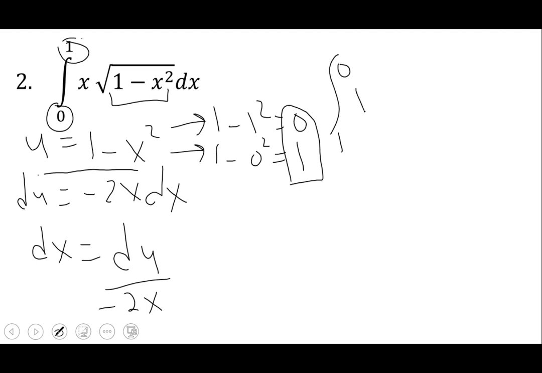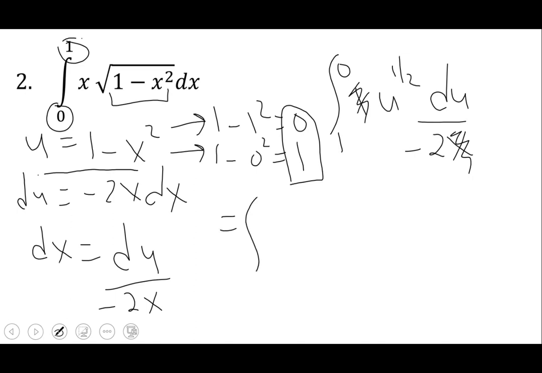So start by writing the original x from the problem. Instead of the square root of 1 minus x squared, you're going to rewrite that as u to the 1/2 power. dx is equal to du over negative 2x. Simplify. As we've been seeing so far, the variables continue to cancel, as they should for the remainder of this lesson. Notice that the negative 2 does not cancel, which means my final problem is the integration from 1 to 0 of negative 1/2 u to the 1/2 du.